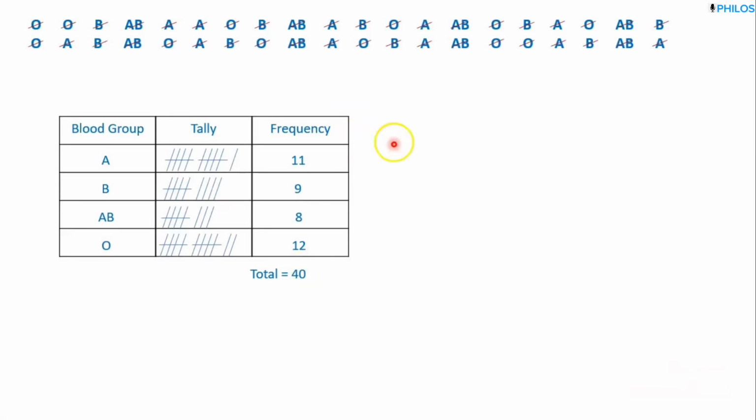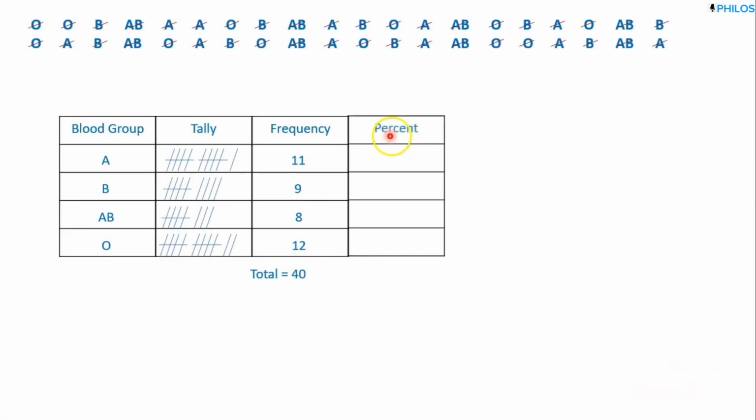Then let's draw another column and call it percent. Now we are going to find a percentage of each blood group. Okay. Now to find a percentage contribution of something to the total, you take that individual contribution over the total times 100%. For instance, if we want to find a percentage of blood group A, we'll take the frequency of blood group A, which is 11, and divide it by the total frequency, which is 40, and multiply it by 100. And that will give us 27.5%.